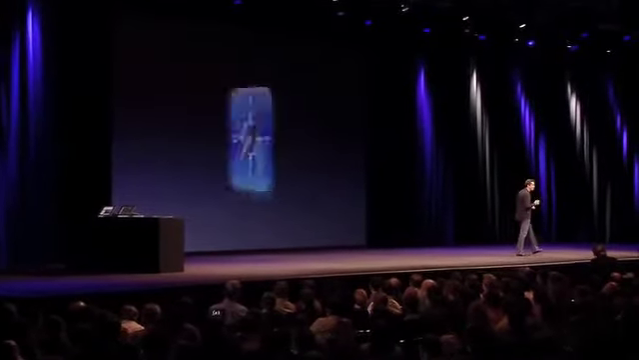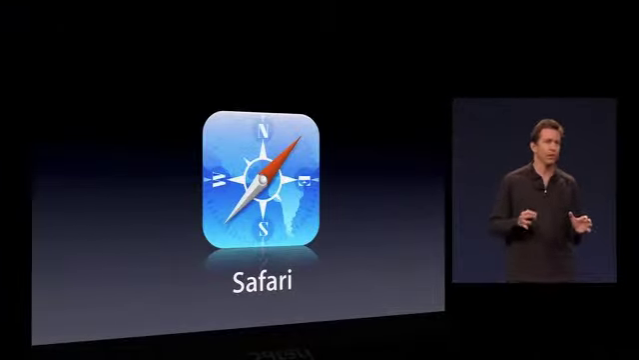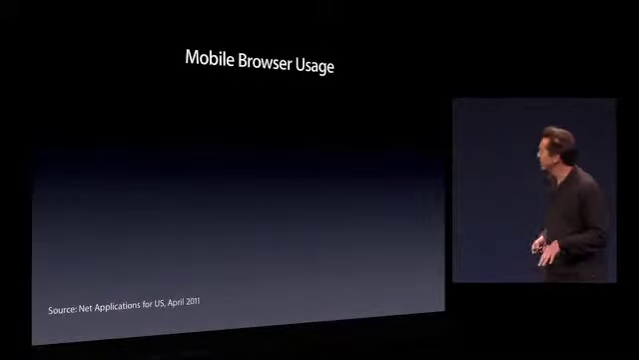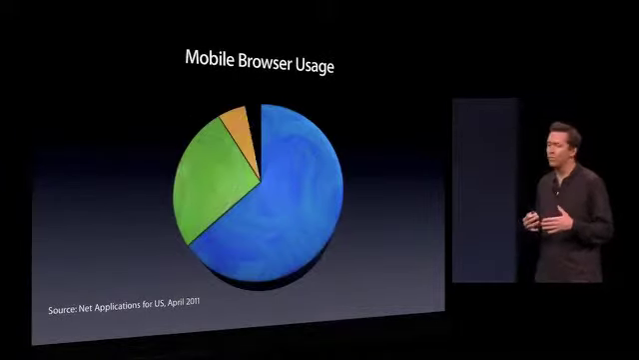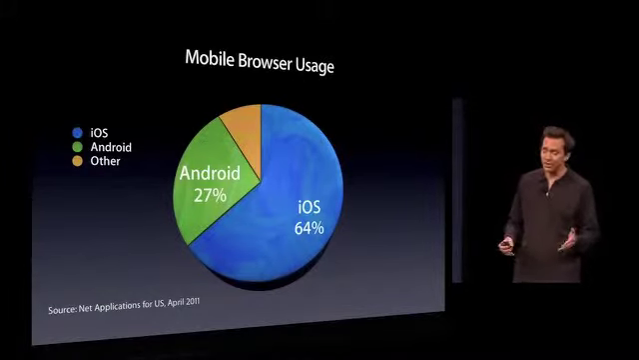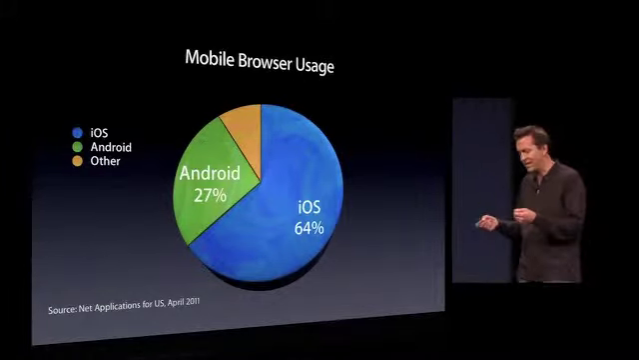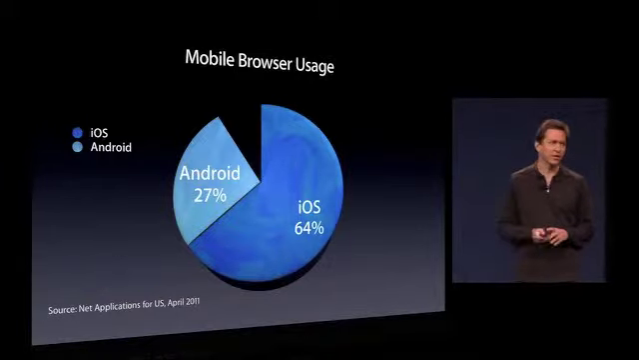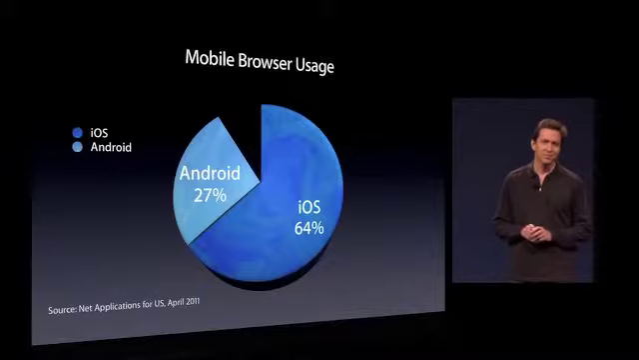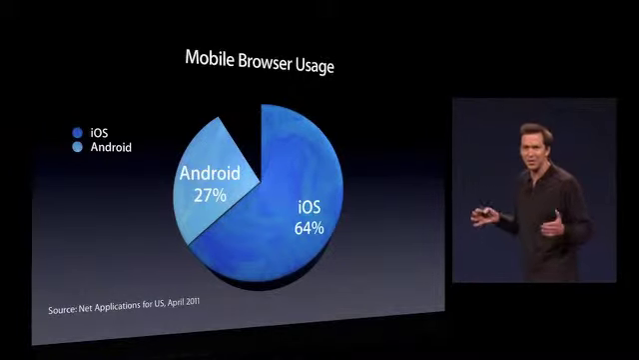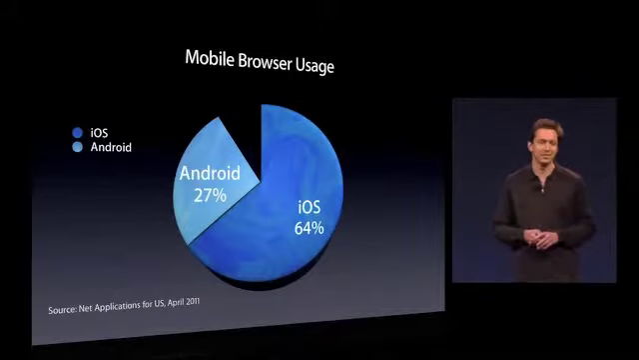Next is Safari. Safari is the best mobile web browser out there. It's also the most popular. In fact, nearly 2/3 of all mobile web browsing is done on Safari. Beyond this, we took Apple's Safari engine and open sourced it. And it's the basis of all web browsing on Android. So the Safari engine is the basis of more than 90% of all web browsing on mobile devices.